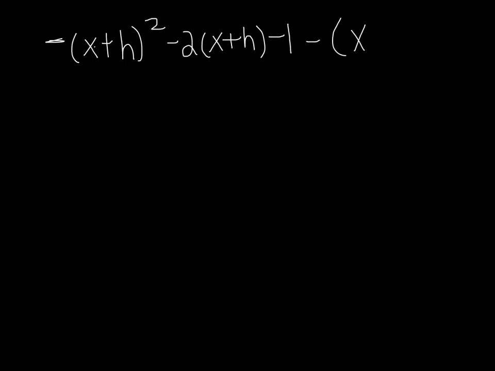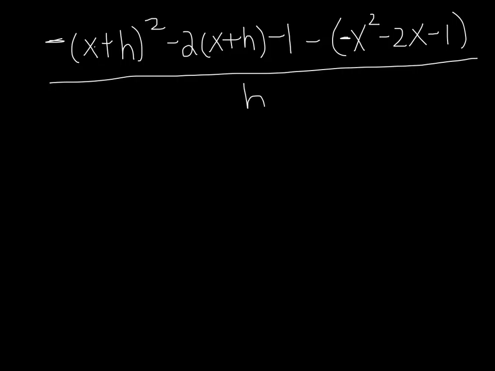So we have negative x plus h squared minus 2 times x plus h minus 1 minus the function itself, which is negative x squared minus 2x minus 1 all over h. So all I've done is copy what we had on the previous page so we could see. X plus h squared is something that's real helpful to have memorized. So I'm going to keep the negative on the outside and go ahead and square that. It's x squared plus 2xh plus h squared.